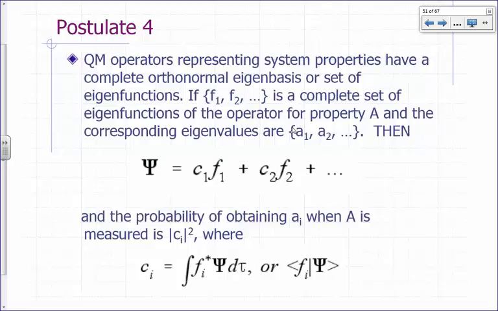Okay, so let's move on now to postulate 4. Quantum mechanical operators representing system properties have a complete orthonormal eigenbasis. An eigenbasis is just a set of eigenfunctions. In other words, if you have a quantum mechanical operator that you're using to represent system properties, then we have to assume that it has a complete set of orthonormal eigenfunctions. So if you list all its eigenfunctions, you can find a set that forms a complete set.